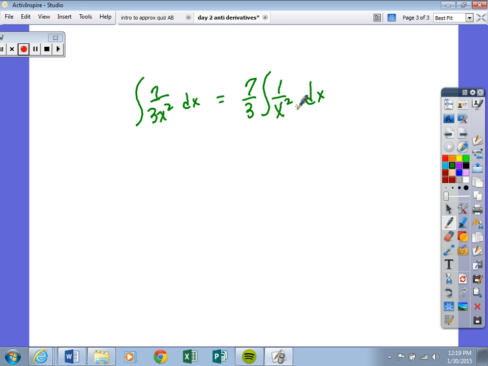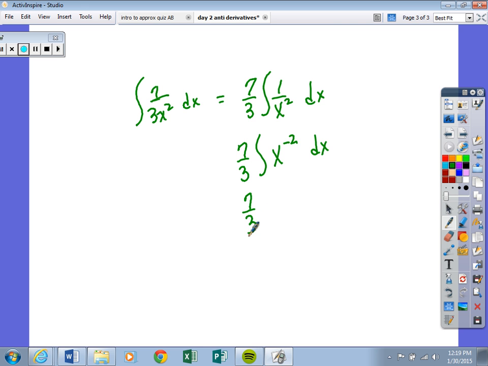Okay, well, I don't have a rule for this as is, but I can rewrite this as the integral of x to the -2nd dx. So it's just like derivatives, guys. You can't take a derivative of this in this form. You can't take an integral of this in this form. You've got to rewrite it first.